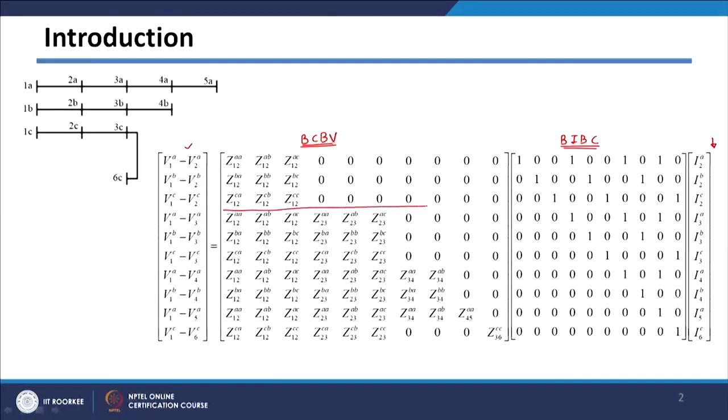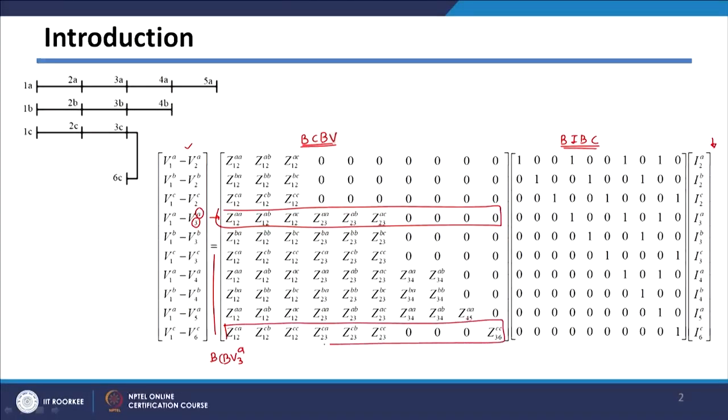If you consider this particular row, we have given the name BCBV since it corresponds to A phase and to the third node, so we call this row BCBV 3A. Similarly, if you consider this row, it will be BCBV, corresponding to C phase, so I will write C here, and since it corresponds to the 6th node, I will write 6 here.